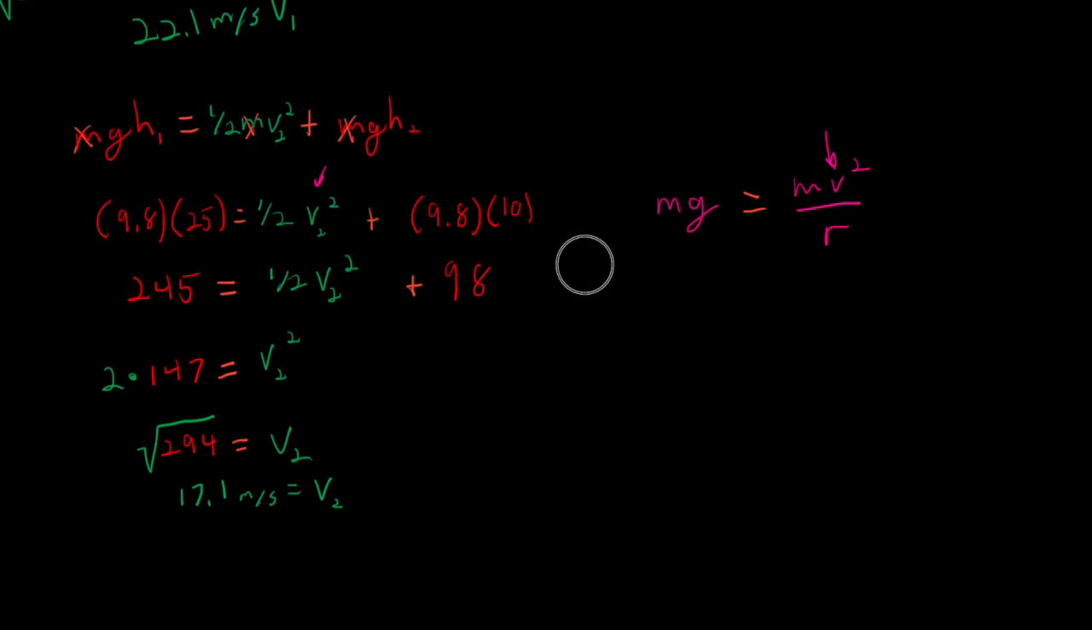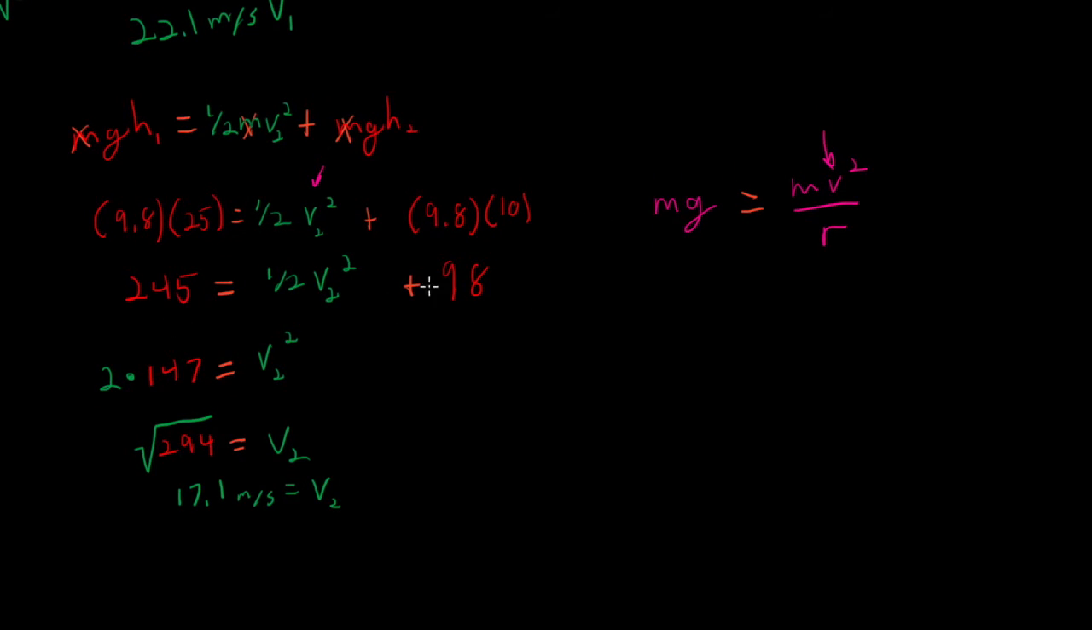All right, when I put these together, then I'm going to take my 245 minus my 98. That's what I did over here. I end up with 147. I multiply both sides by 2 to get rid of my 1/2, which gives me 294, and then I square root both sides to get my v2 all by itself. And I get 17.1 meters per second. And so now I'm going to plug that in for this v right here.